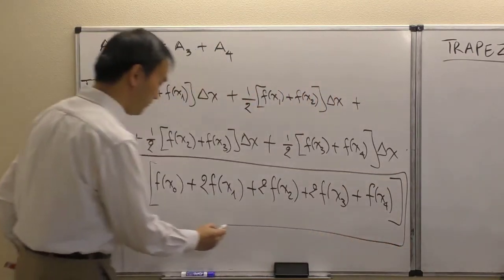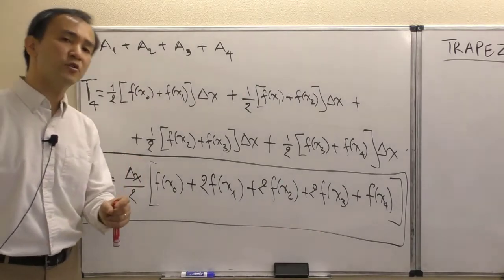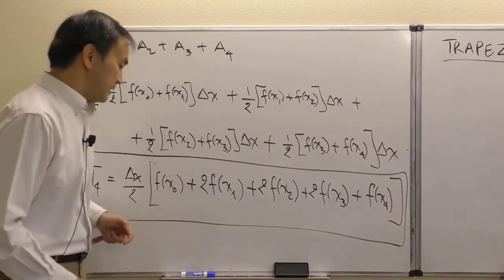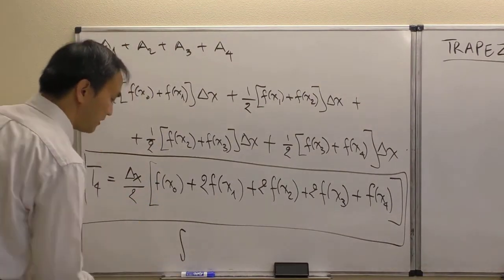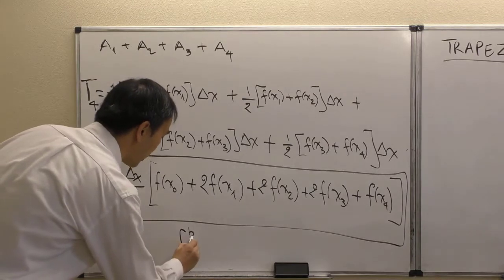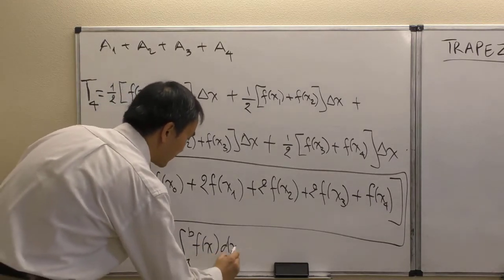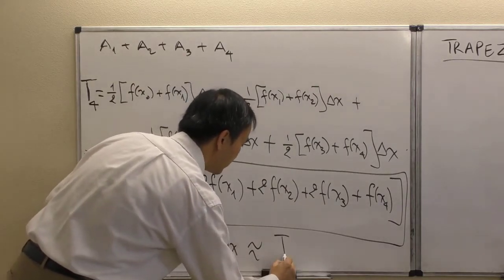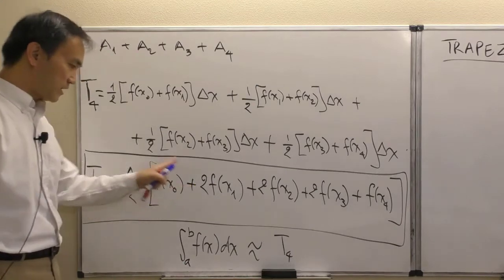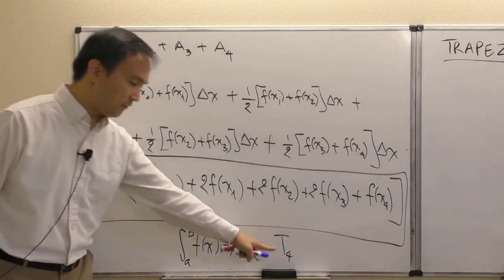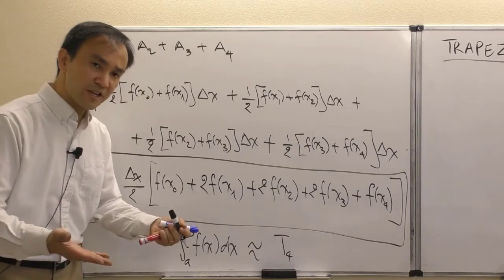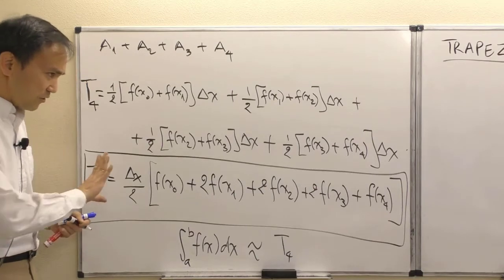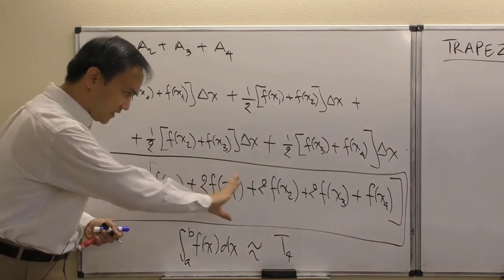All right, so now at least for using 4 subintervals, we have come to a final cleanup formula for the trapezoidal rule to approximate the area. What I'm saying is that the accumulation from a to b of whatever function f of x can be approximated by this T4. So T4 is this formula right here, and the 4 represents the 4 subintervals that we are using.